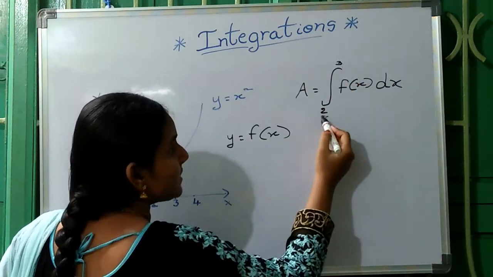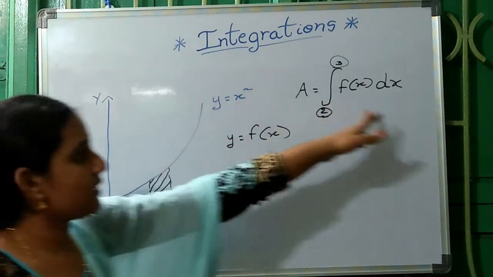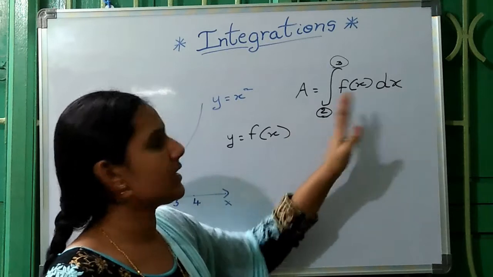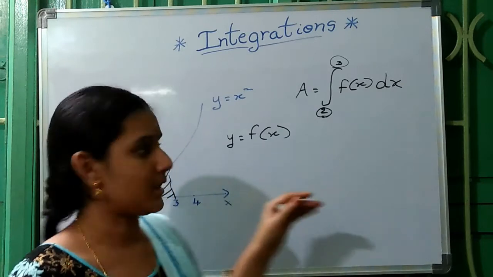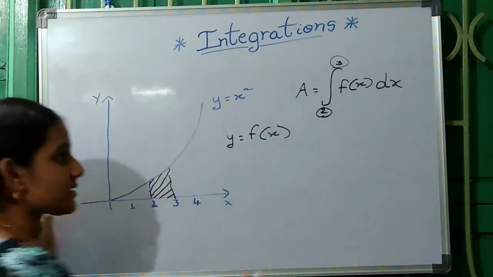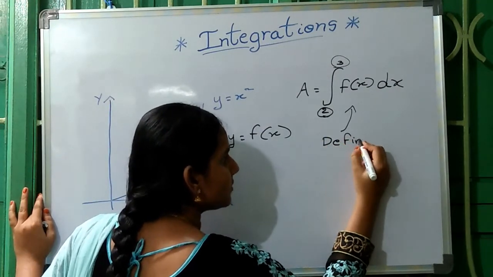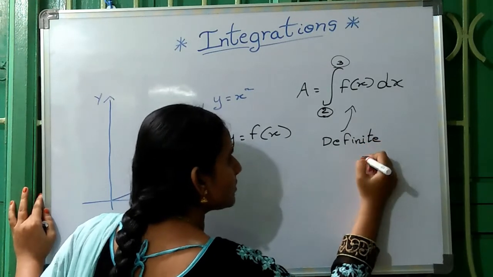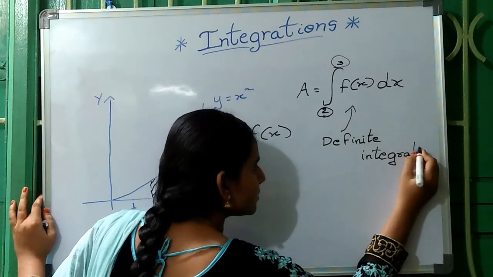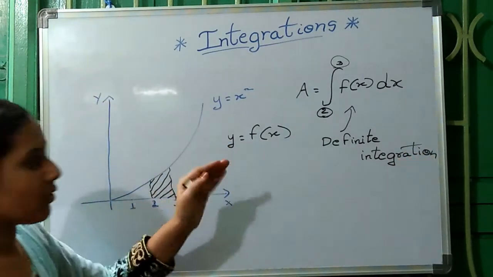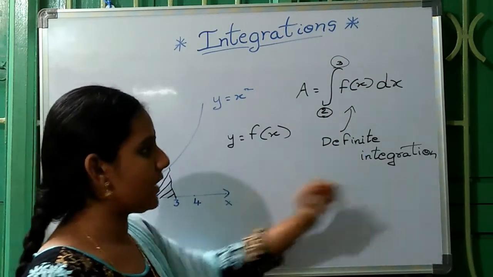This is called the lower limit and this is called the upper limit. To know the integration, we have to know how to integrate this function; we have some formulae. The list of the formulae will be given later. This is called definite integration, because we know the limits from 2 to 3, so we have definite values.